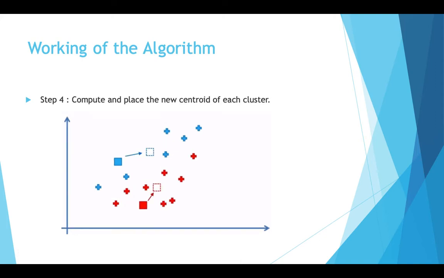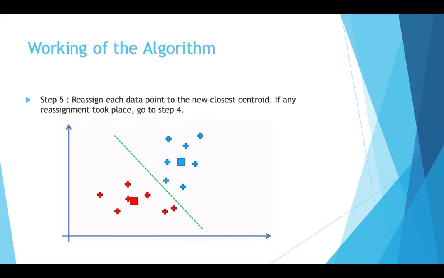Now compute and place the new centroid of each cluster. How will we compute the centroid? We are going to calculate the average of all the data points in one cluster and find the new centroid. We are going to repeat these steps until we get the same centroids at the end. So step 5 is to reassign each data point to the new closest centroid. If any reassignment took place, go to step 4.